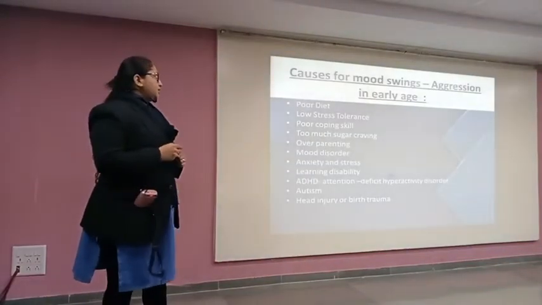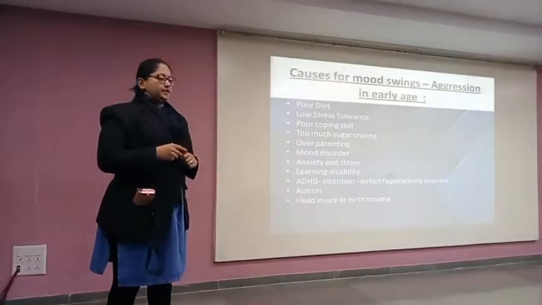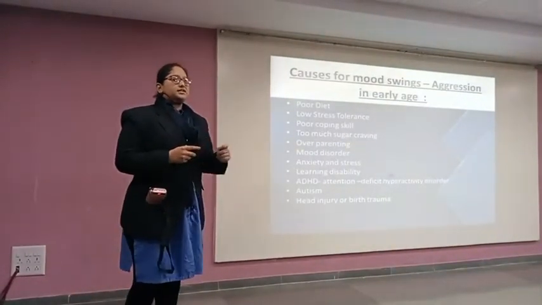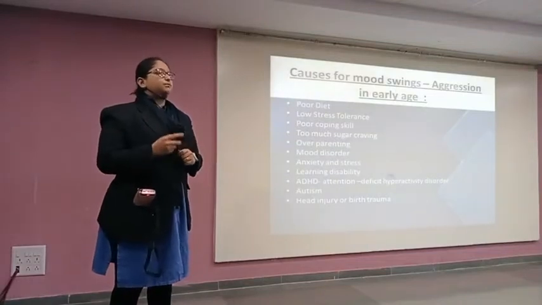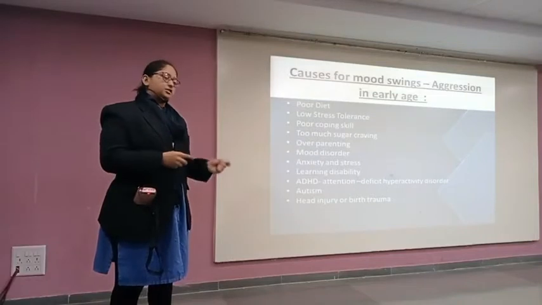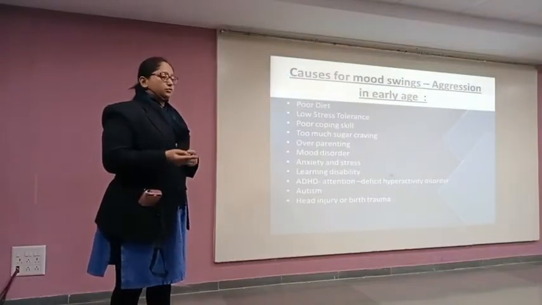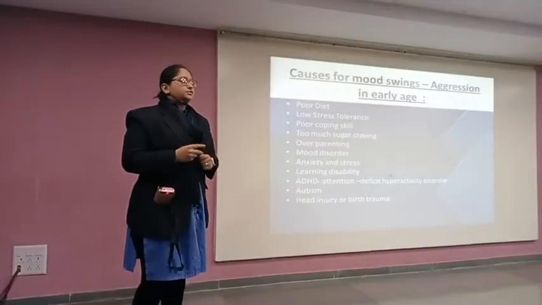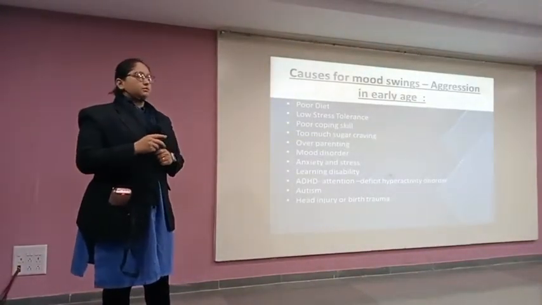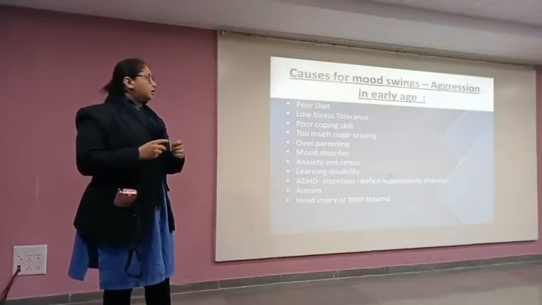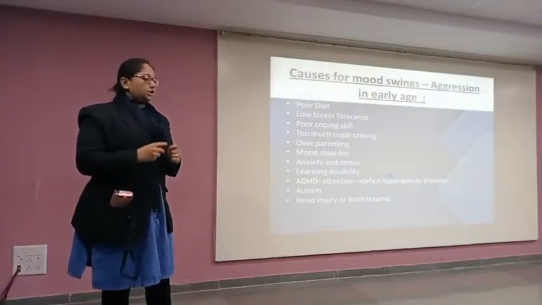Some causes which I found for mood swing and aggression in early age. Poor diet. Nowadays, children are not eating proper food. They are not taking any nutritious food. They like junk food only. So it's also a cause of aggression and mood swing. Low stress tolerance. They don't have much. They live in a comfort zone, so they don't have any stress tolerance in their early age.